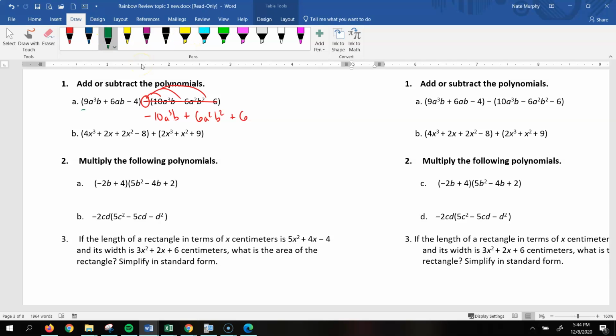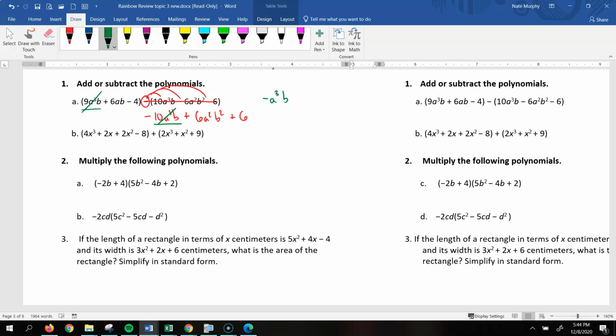So we would start out with a 9a cubed b. There's another a cubed b, so 9 minus 10 would be negative 1. So we'll have negative 1 a cubed b would be your first term. Or if you put negative 1 in there, that's fine. So we're done with those.